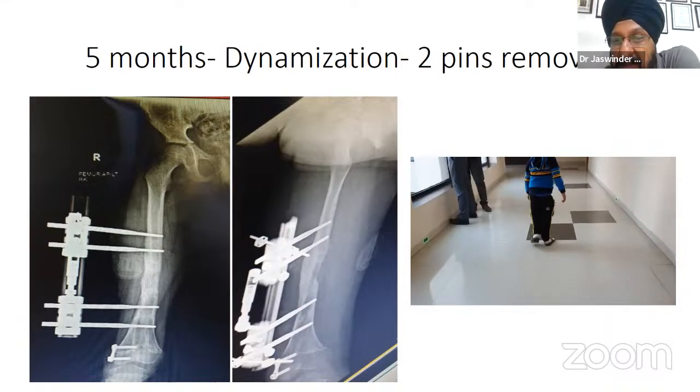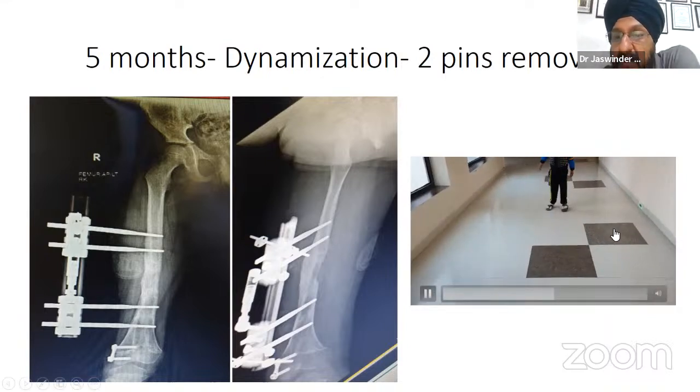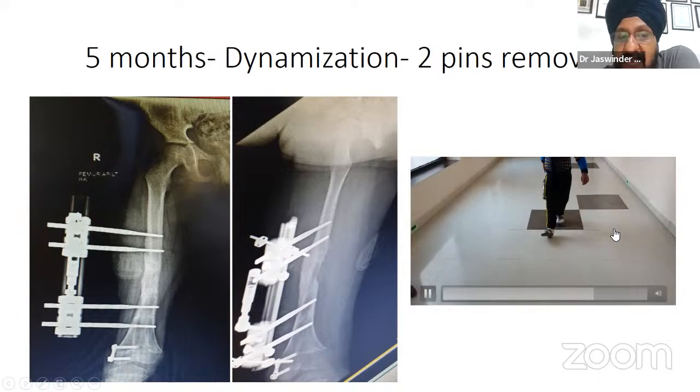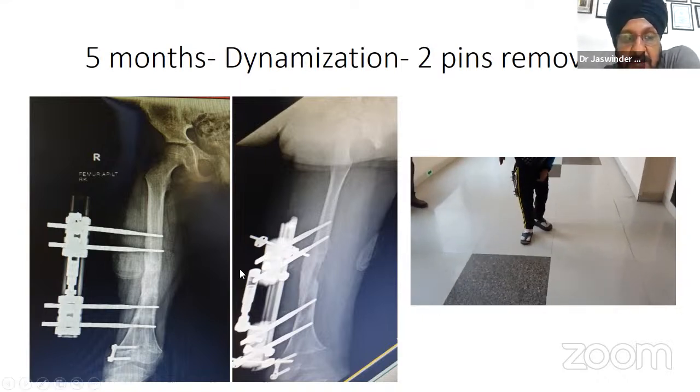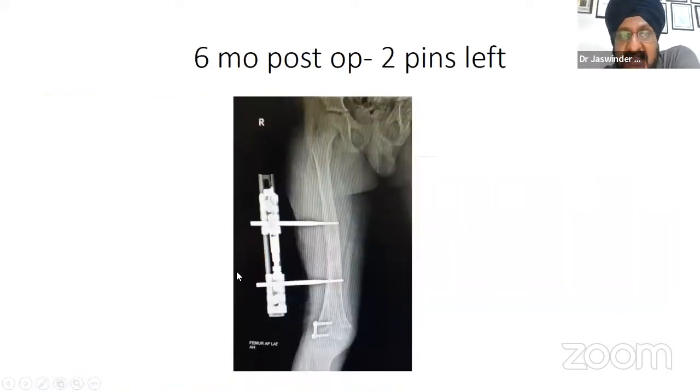There appears to be some deformity at the foot, but as such, there is no fixed deformity. It's just because of that LRS he's walking like that. So the bone is also forming quite well, and that is at 6 months post-op. Again, further dynamization, only one pin left on either side.